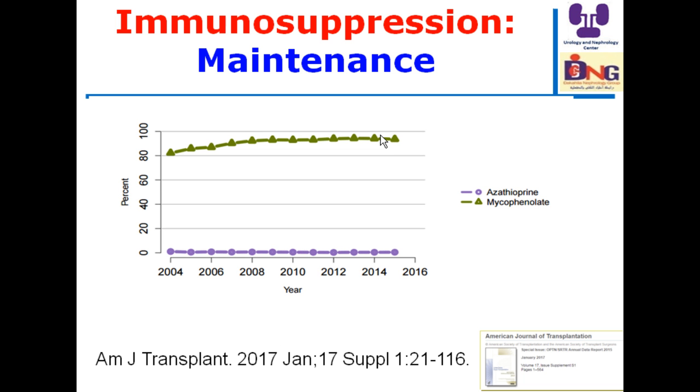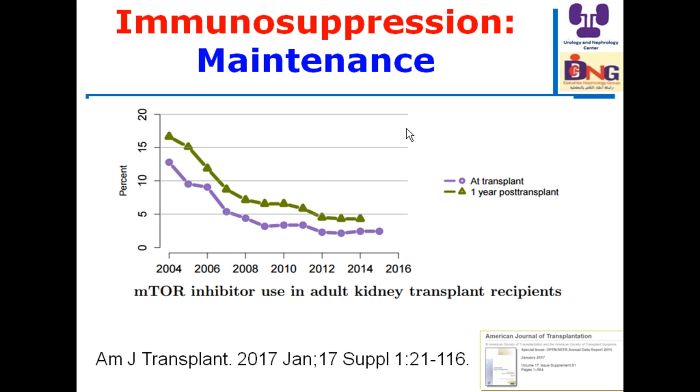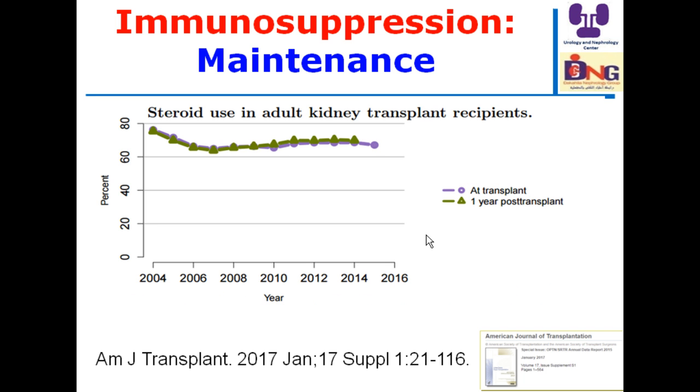And these are the antiproliferatives, azathioprine and mycophenolate mofetil. The majority of patients are currently maintained on mycophenolate. Fortunately, mycophenolate is not associated with development of diabetes. mTOR inhibitors, including sirolimus and everolimus, their use in transplantation at time of transplantation or after 1 year is still limited to this percentage of patients, but the use of this class of drug is diabetogenic as well.